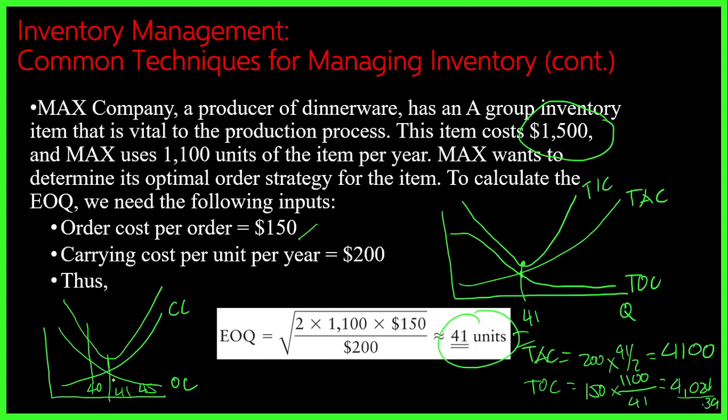But if you buy at 45 units, your total inventoriable cost will still be higher. Okay, so that's how you use your EOQ. You don't have to be strict. Oh, I was able to compute at 41 units, so I will just buy at 41 units.